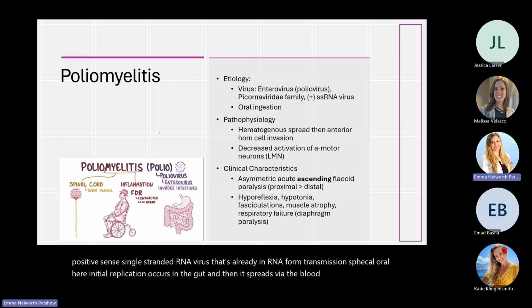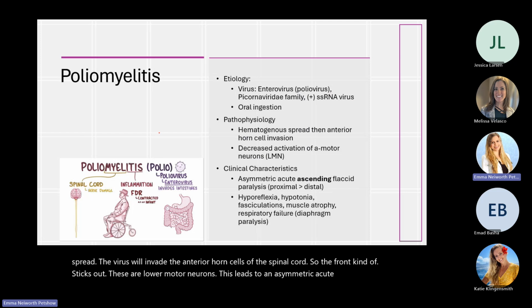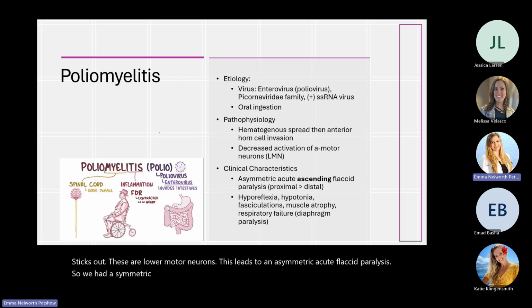The virus will invade the anterior horn cells of the spinal cord, so the front portion that sticks out. These are lower motor neurons. This leads to an asymmetric acute flaccid paralysis. So we had a symmetric flaccid paralysis in botulinum. We have an asymmetric flaccid paralysis. That's going to be polio. So one-sided polio, two-sided botulinum.